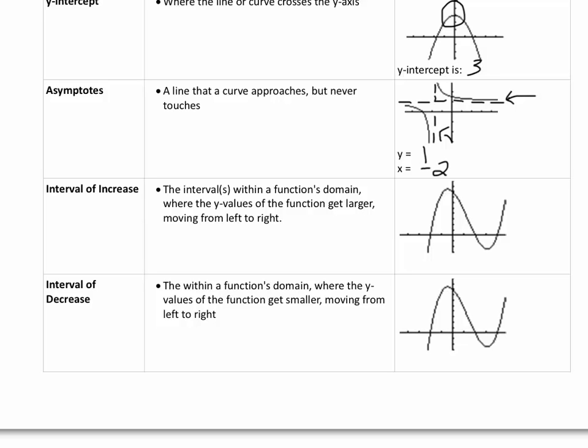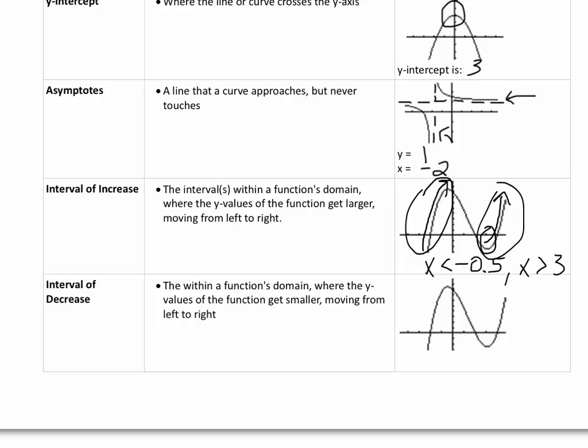The intervals of increase are the intervals within a function's domain where the y values of the function get larger as we are moving from left to right. So what you want to do is go along your function and look for the regions where the y values are increasing as we're moving left to right. There are two regions here that we would say are intervals of increase, and that would be where values of x is less than about -0.5, and also happens when x hits values greater than 3.